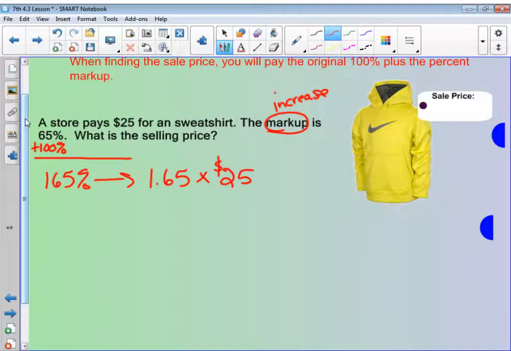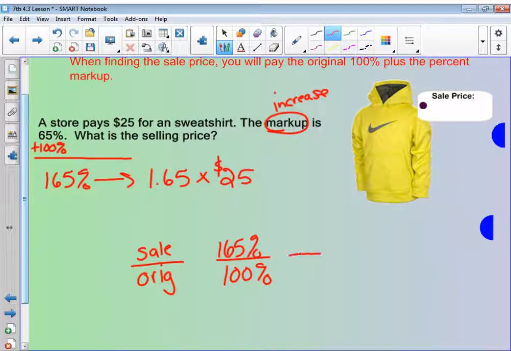Or I can set it up as a proportion. So my sale price, or how much I'm going to sell it for, over my original. My sale price is 165%, with the percent sign in front, over the original price, which is always 100%. And then $25 was originally what I paid for it. So we're going to go ahead, cross multiply, divide. So 165 times $25, divide that by 100.